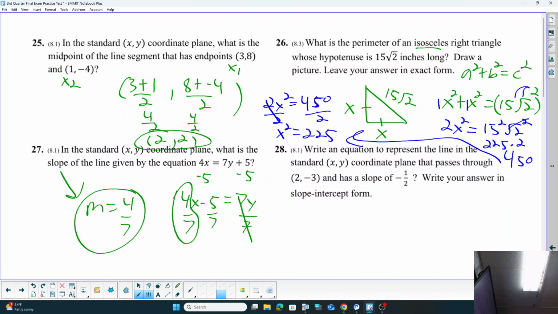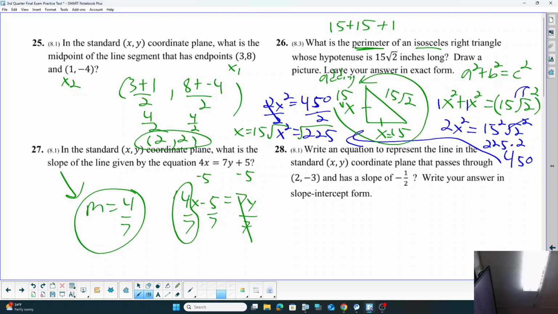And that's special because 225 is special: when you square root it, you get 15. 15 and 15. So x equals 15. It's 225 square rooted. And so then our perimeter, what is the perimeter? So it's 15 plus 15, adding all the way around.